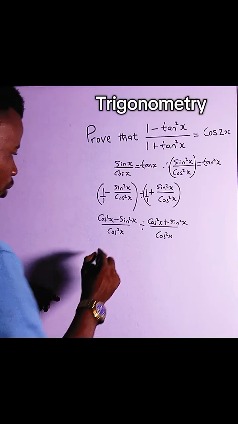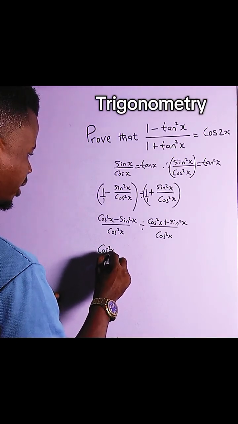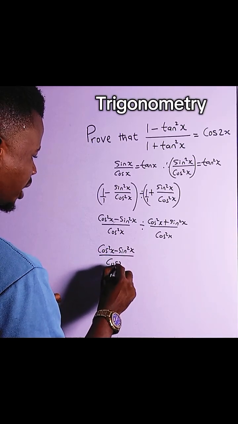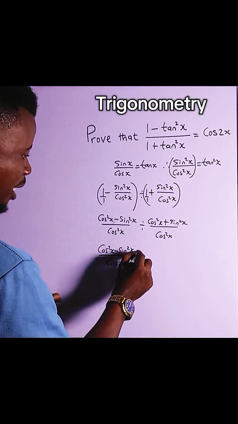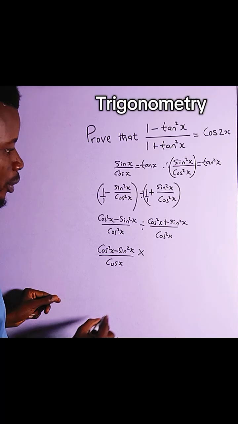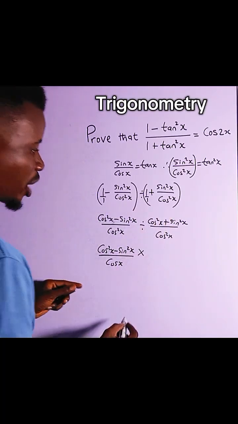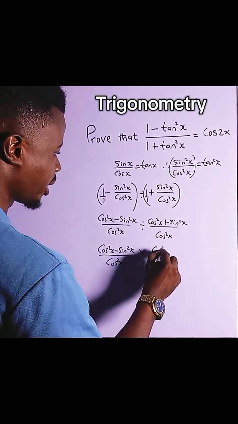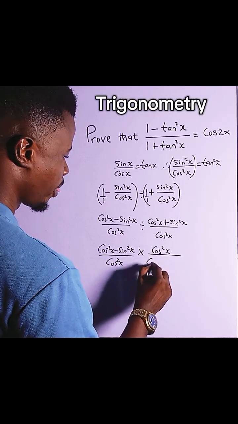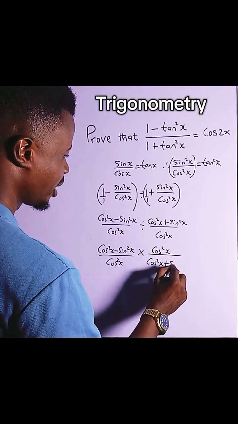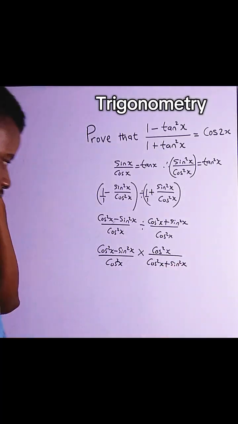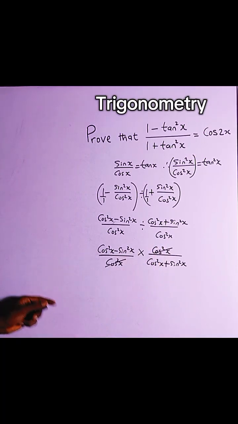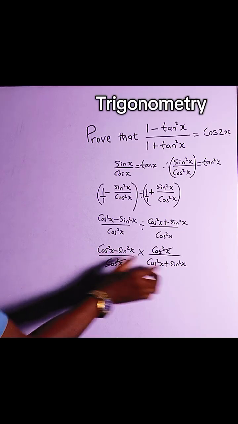So what do we do next? You have cos square x minus sine square x all over cos square x. Now you can change this to multiplication. When you change this to multiplication, what happens? You invert the fraction. It becomes cos square x all over cos square x plus sine square x. So what do you have? Cos square x and cos square x can cancel out. So we are left with this expression.